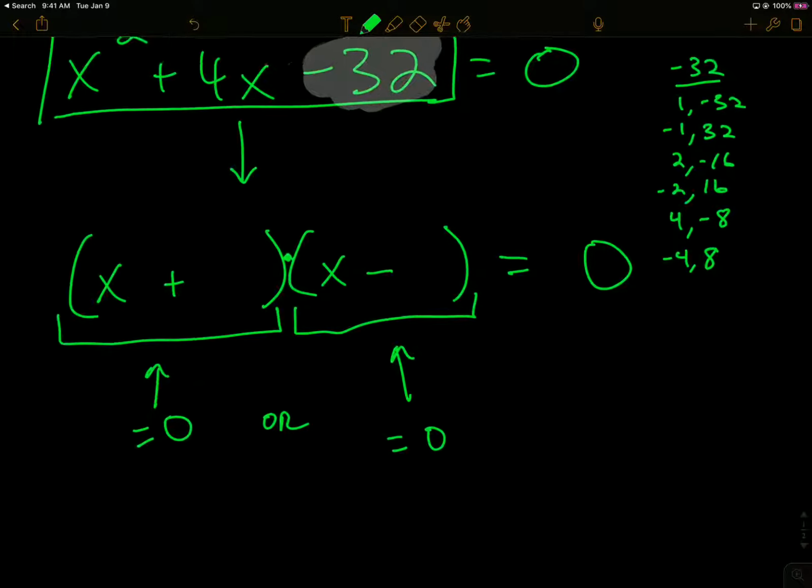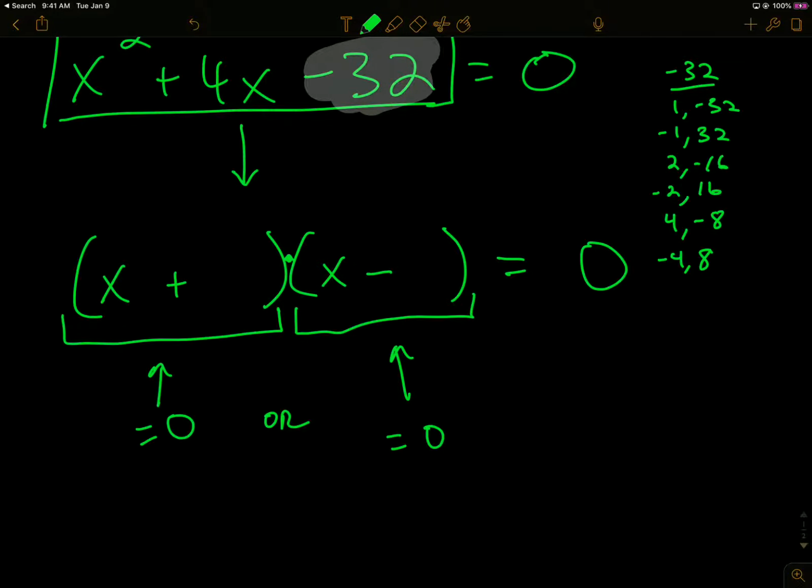So if I start looking through those options, which ones add together to give me the middle 4? And it's got to be a positive 4. So it looks like this one's the winner. So it's going to be x plus 8 and x minus 4.